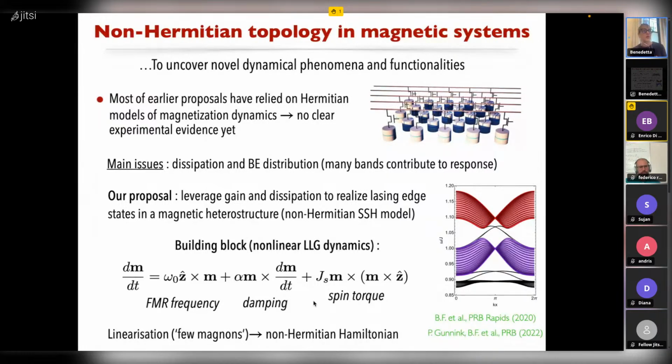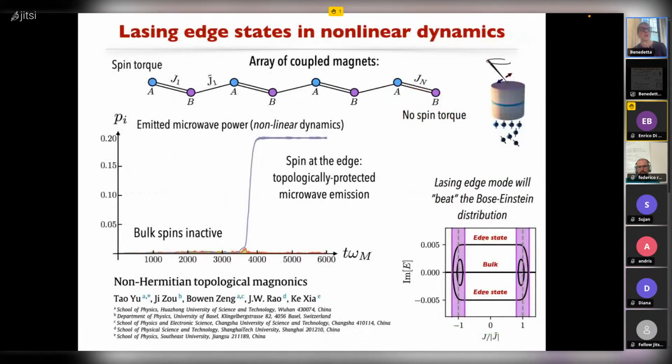And then what you can also do is to inject some gain via spin injection. So this is really the building block. I would describe a single unit of this model. And then what you do next is to linearize the dynamics and derive an effective non-Hermitian Hamiltonian. So since we wanted to realize this SSH model, we thought about an array of coupled magnets. So it's exactly the type of heterostructure that I showed you before.